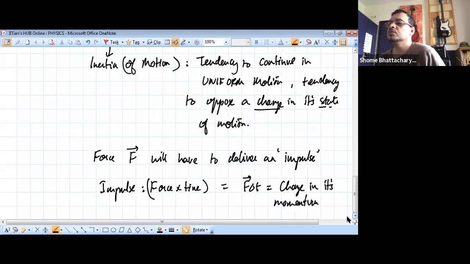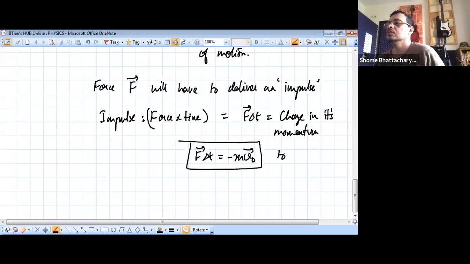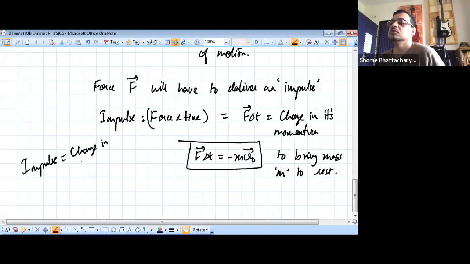Okay. Don't worry about the definition of impulse as yet. I will explain in detail more, but this is just to explain an example. So that impulse will have to become, in this case, minus mv naught to bring the mass m to rest. Why? Because we will say impulse is equal to change in momentum.